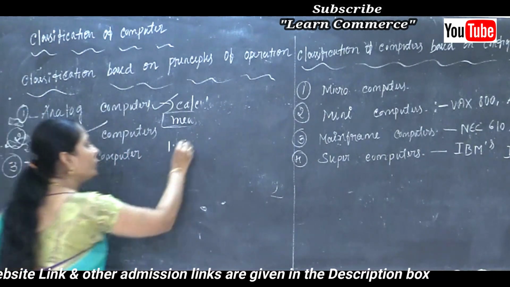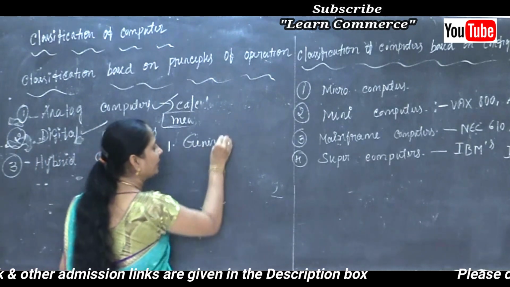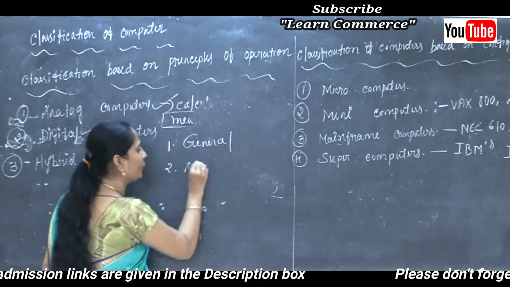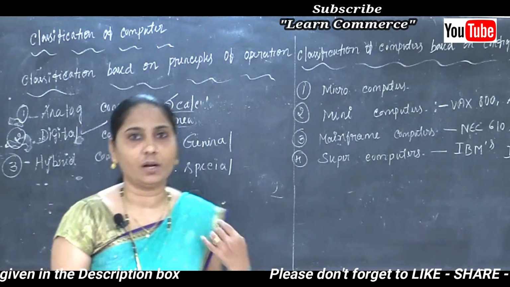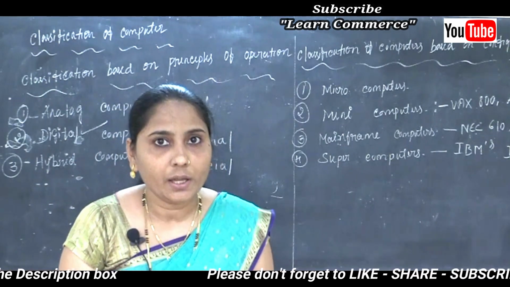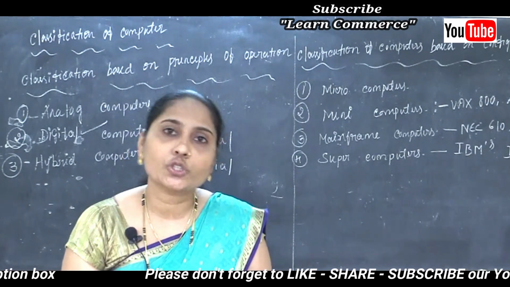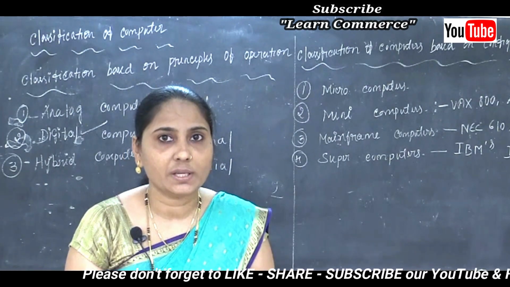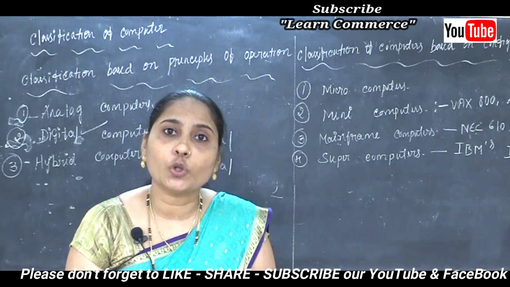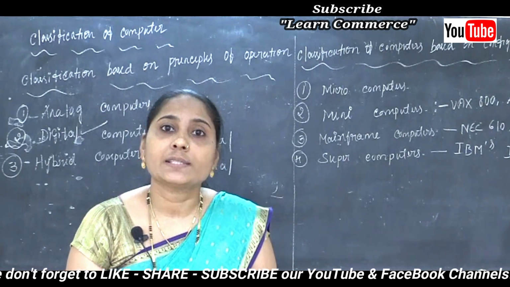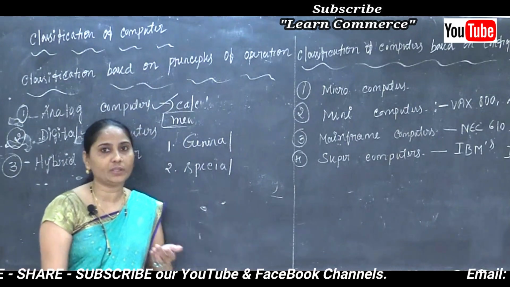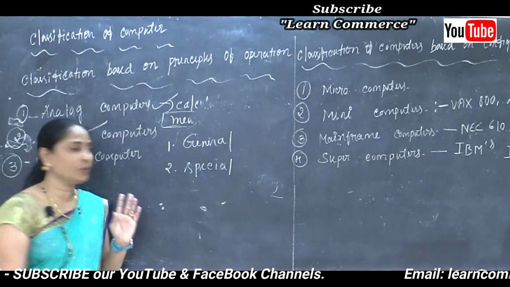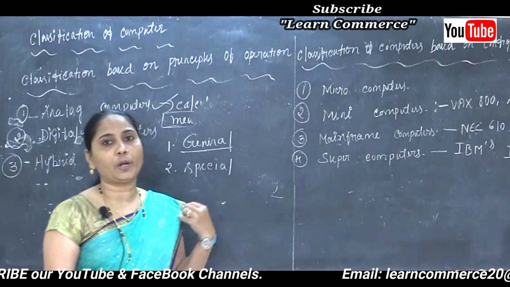Now, what about the general purpose computer and the special purpose computer? So we can say that the general purpose computer, anyone can operate. It is designed to solve a wide range of problems. Clear this point? If anyone doesn't know how to operate the computer, such a person also can use the computer, can operate, can interact with the computer. So such a computer is called the general purpose computer.